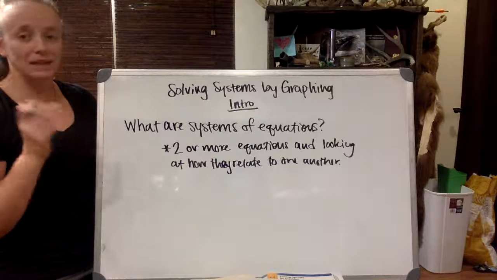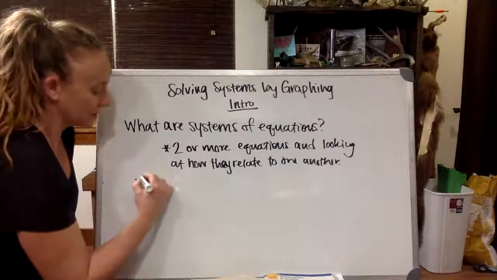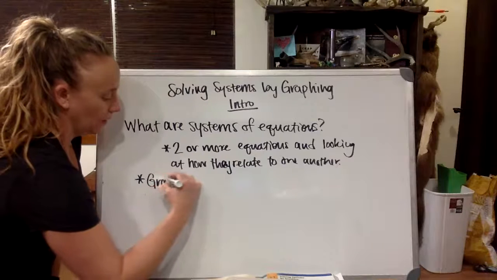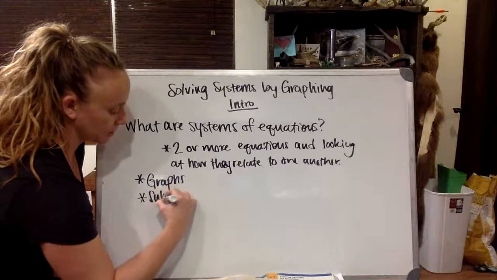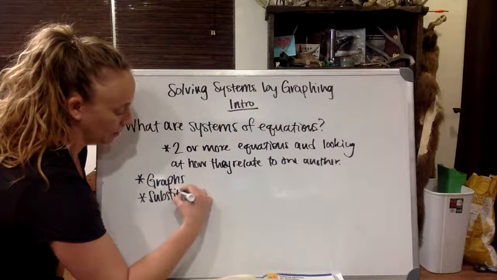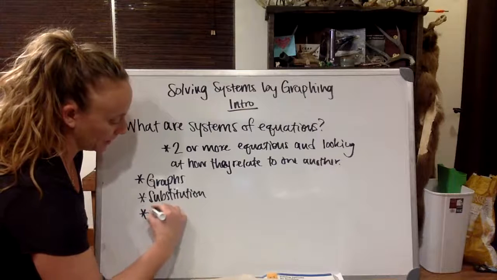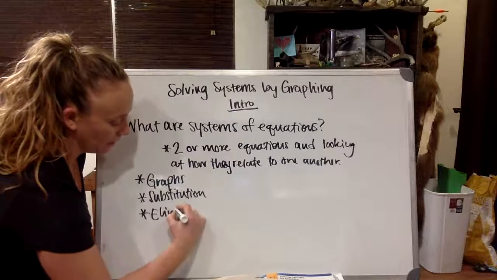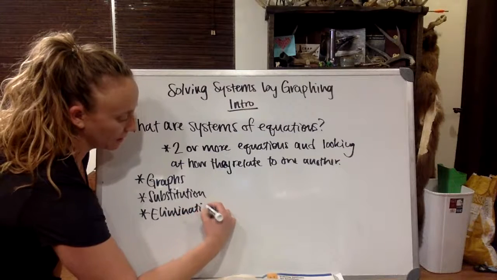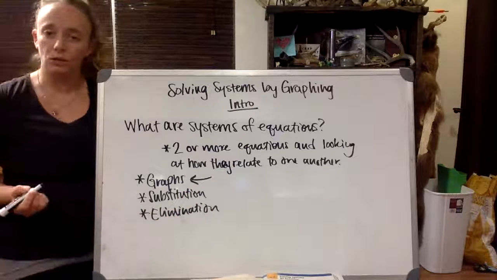We're going to be looking at these in three different ways. We're going to be looking at them in terms of graphs. We're looking at them in terms of what's called substitution. And we will look at them in terms of elimination. We'll have three different major methods to solve these. And the first one that we're going to focus on with this particular lesson is graphing.